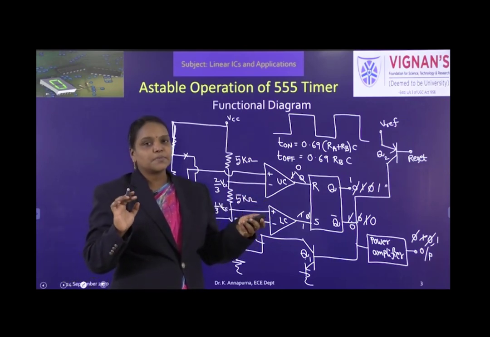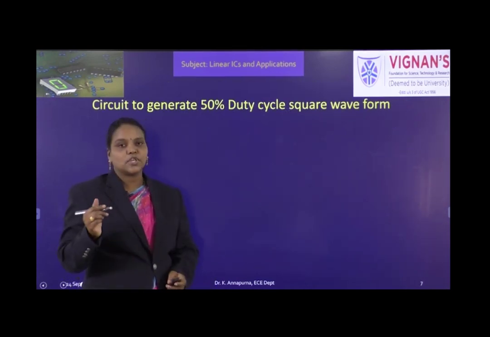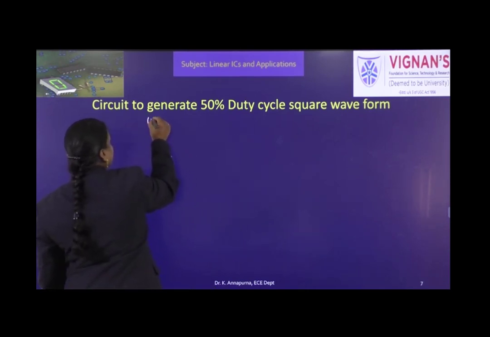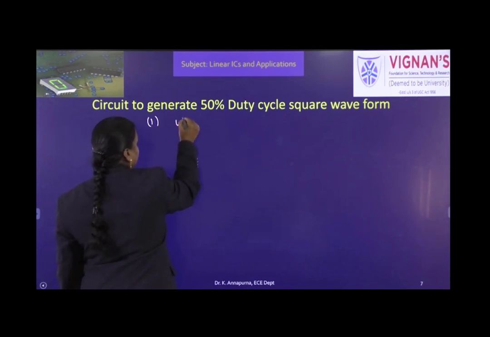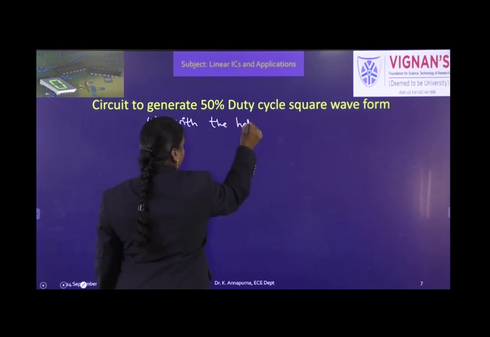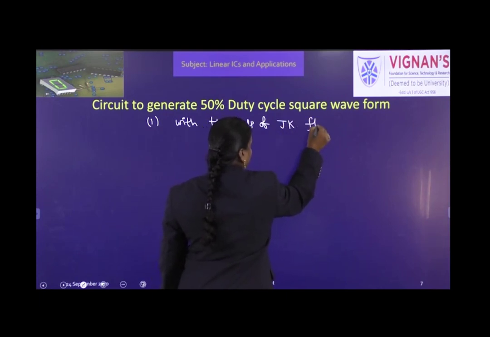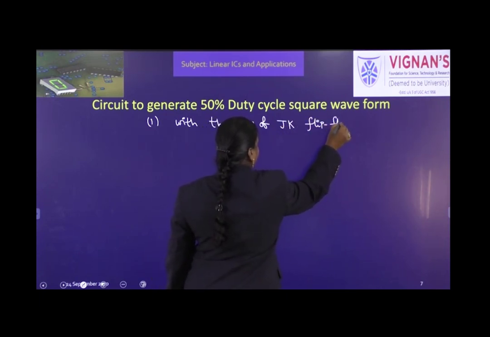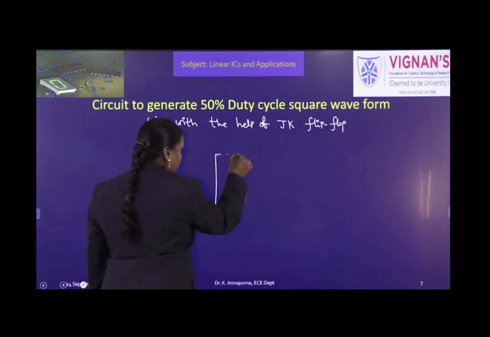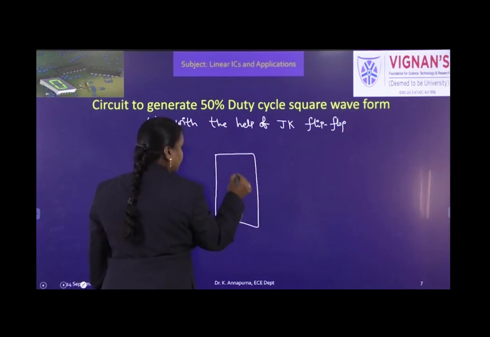So how to overcome this problem? It can be easily solved with the help of a JK flip-flop. Okay, there are two methods. The first one is with the help of a JK flip-flop. First we have to generate the square wave as usual with the help of RA, RB and C values. So this is the 555 timer.